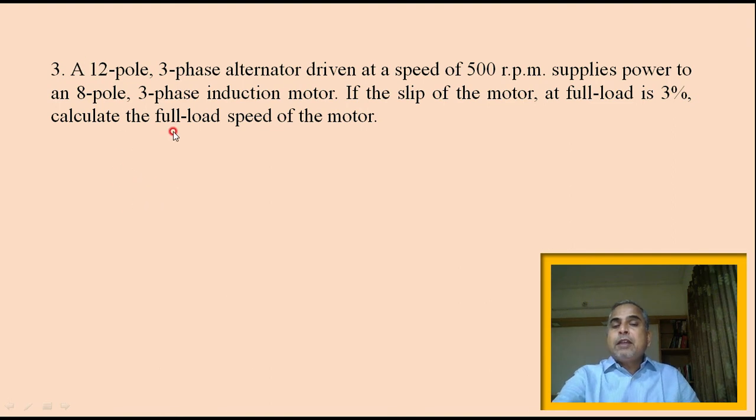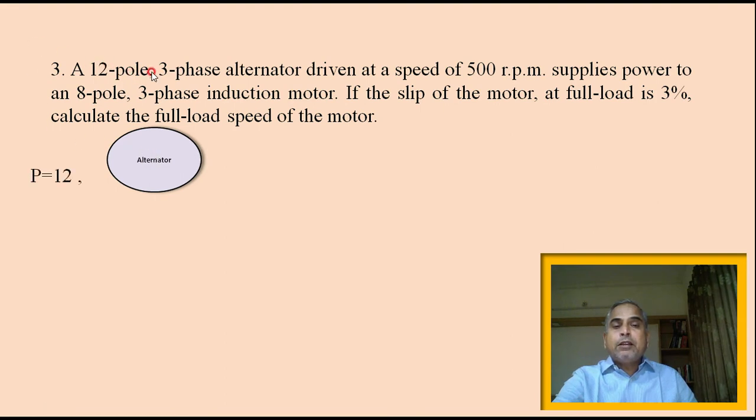I will draw the circuit for the numerical first. There is an alternator. What are the alternator data? It is a 12-pole alternator driven at 500 rpm.